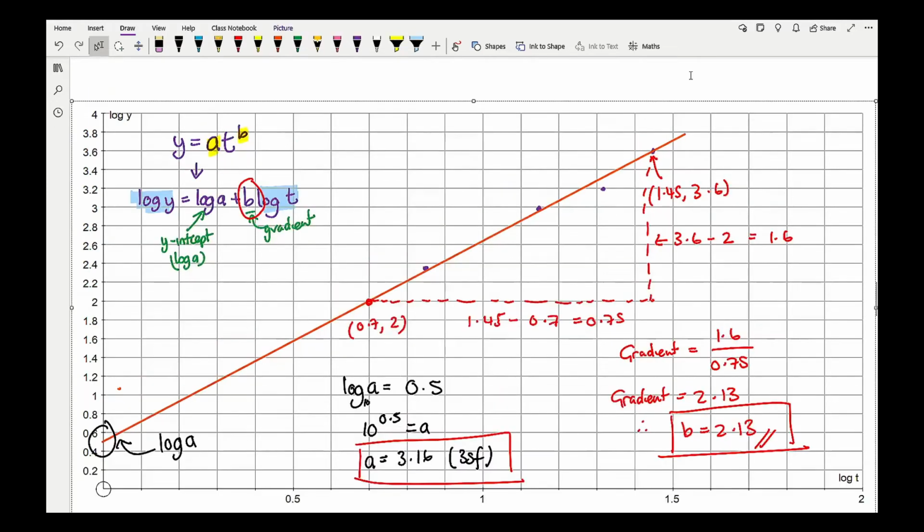As mentioned, you can find your a and b values by using the graph, or you could do it algebraically, which is absolutely fine. The only thing you've got to bear in mind is that if you are going to do it algebraically, you're going to be using the coordinates from your converted log values. So you're going to be using log t against log y. The problem is, as you can see from the graph, that those points don't exactly go onto my line of best fit.